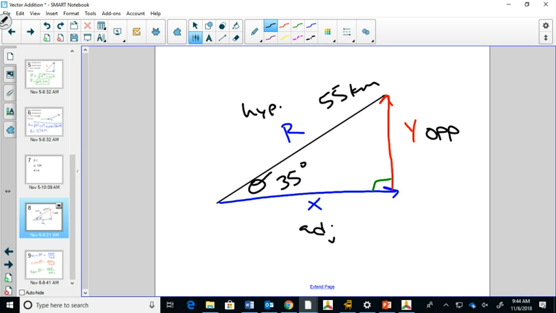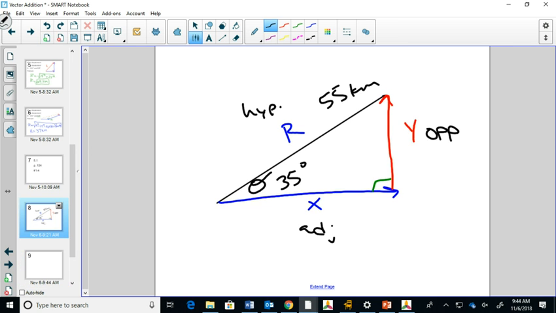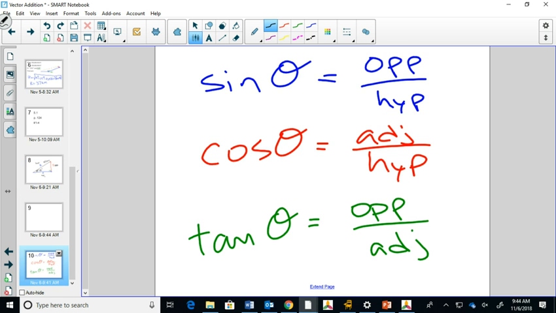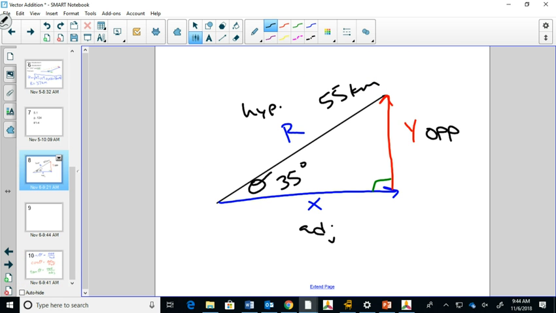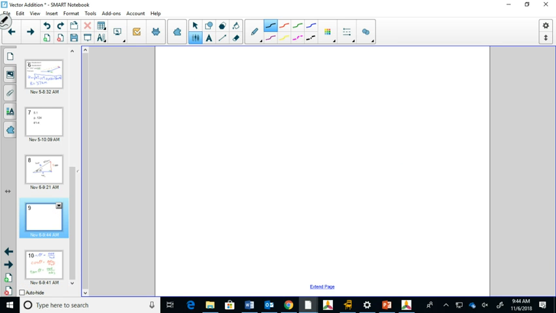So, I'm going to add another screen here. If I want to find x, let's start with x. Which of these pieces am I going to use? Because x is which one? X is adjacent. So therefore, we're going to use our cosine, because we want to know what this adjacent is. We know the hypotenuse, and we know the angle. Okay? So, cosine of theta is equal to what?